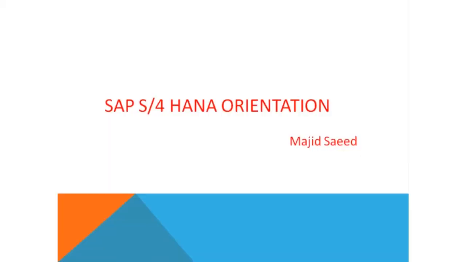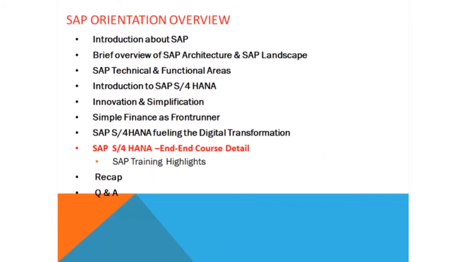Okay guys, SAP orientation is started. So here is our agenda of the orientation overview. Brief introduction, very brief introduction about SAP. The brief overview of SAP Architecture and SAP Landscape for those who wanted to join. SAP technical and functional areas. Introduction to S4 HANA. Innovation and simplification. Simple finance as front runner. SAP S4 HANA fueling the digital transformation, and I can see, working in the e-commerce industry right now, how it's transforming the entire world. S4 HANA end-to-end course detail, SAP training highlights, recap, and question and answers.